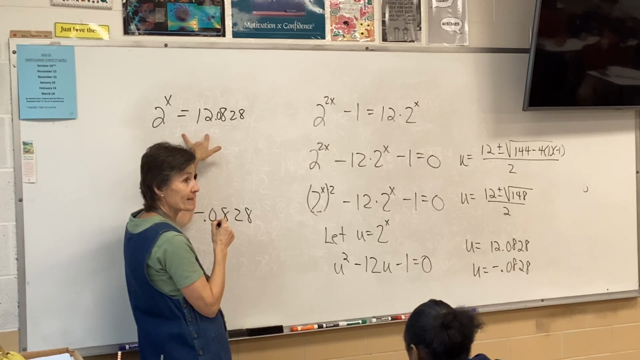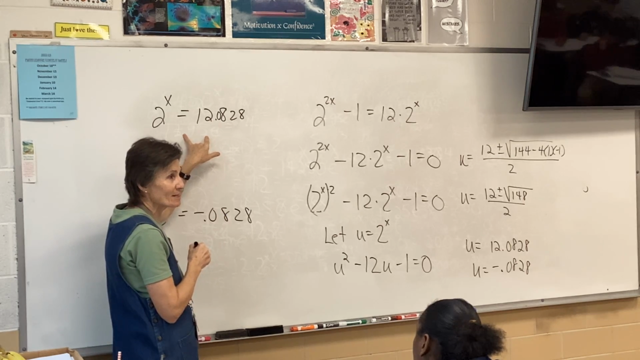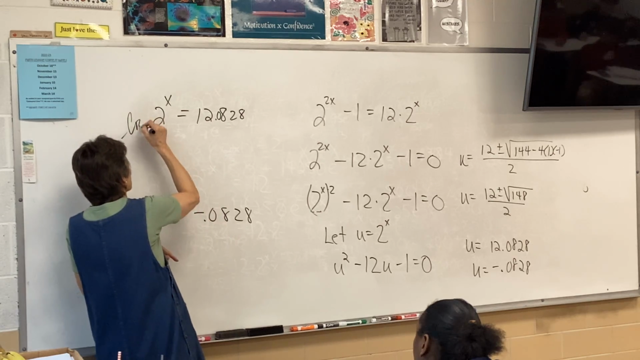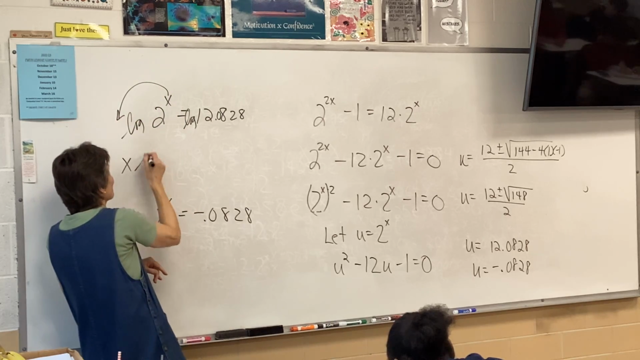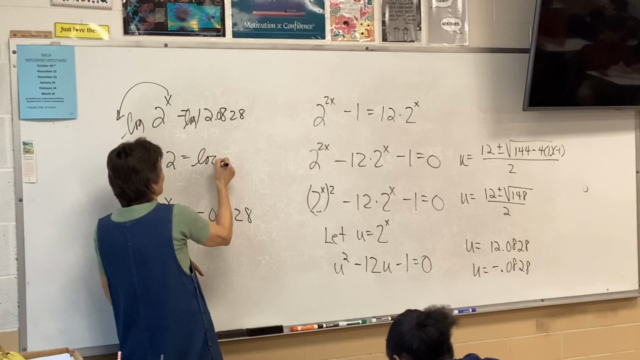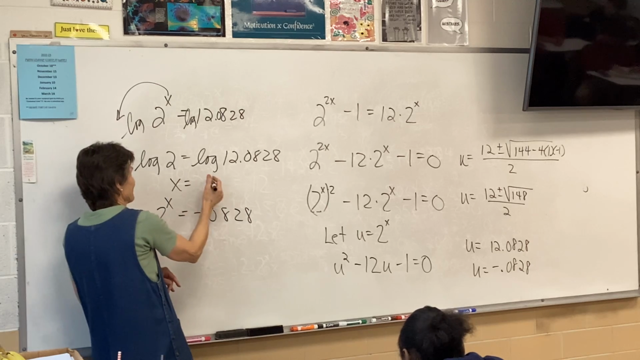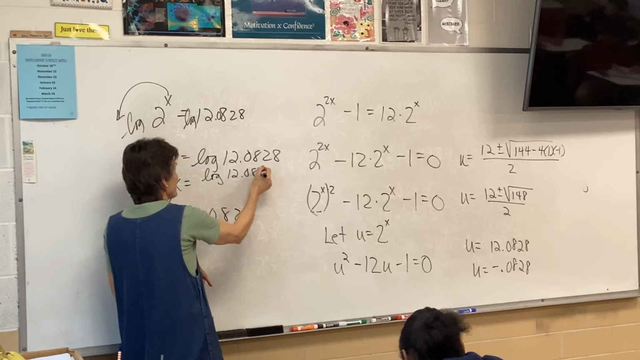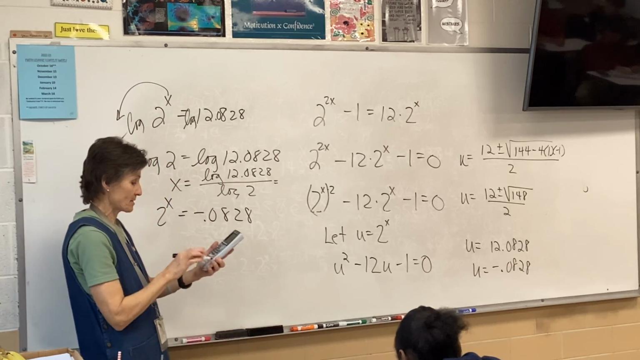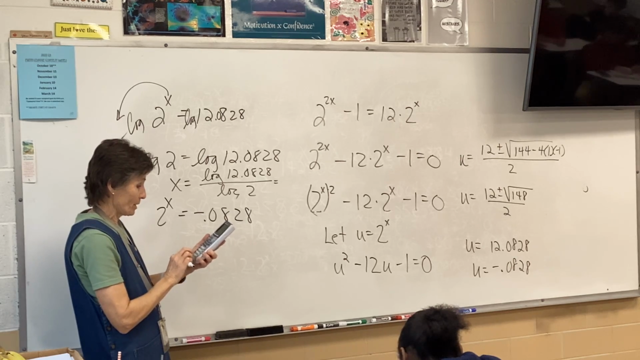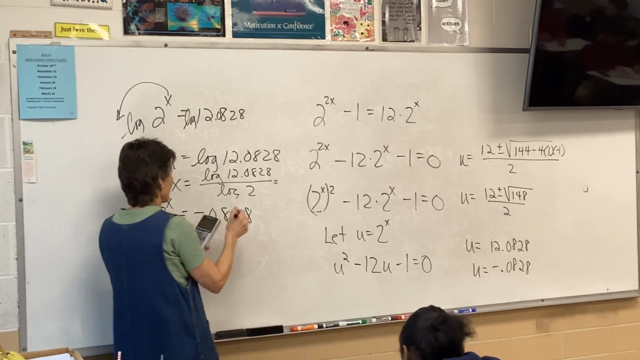Well, how do I solve something like that now? This is why it's in this chapter. I need to take the logarithm of both sides. So now I'll log both sides. I'll pull my exponent out in front. And divide. So the log of 12.0828 over the log of 2, and that's my first actual answer. Log 12.0828, close parentheses, divided by log 2, 3.59.